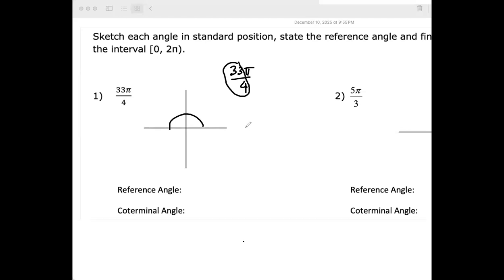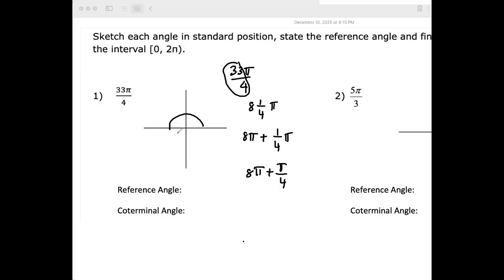Meaning, what is the mixed number? 33 by 4 converted to a mixed number. 8 and 1 by 4. Yeah, 8 1 by 4 pi, right? I can write this out as 8 pi plus 1 by 4 pi, right? I can write this out as 8 pi plus pi by 4, right?